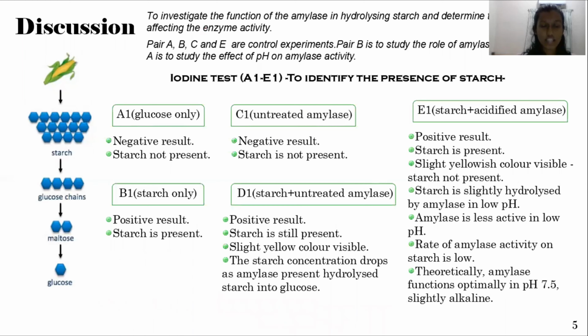Analyzing A1, which only has glucose, it shows a negative result because starch is not present. Analyzing B1, which has starch only, shows a positive result because the starch is present.